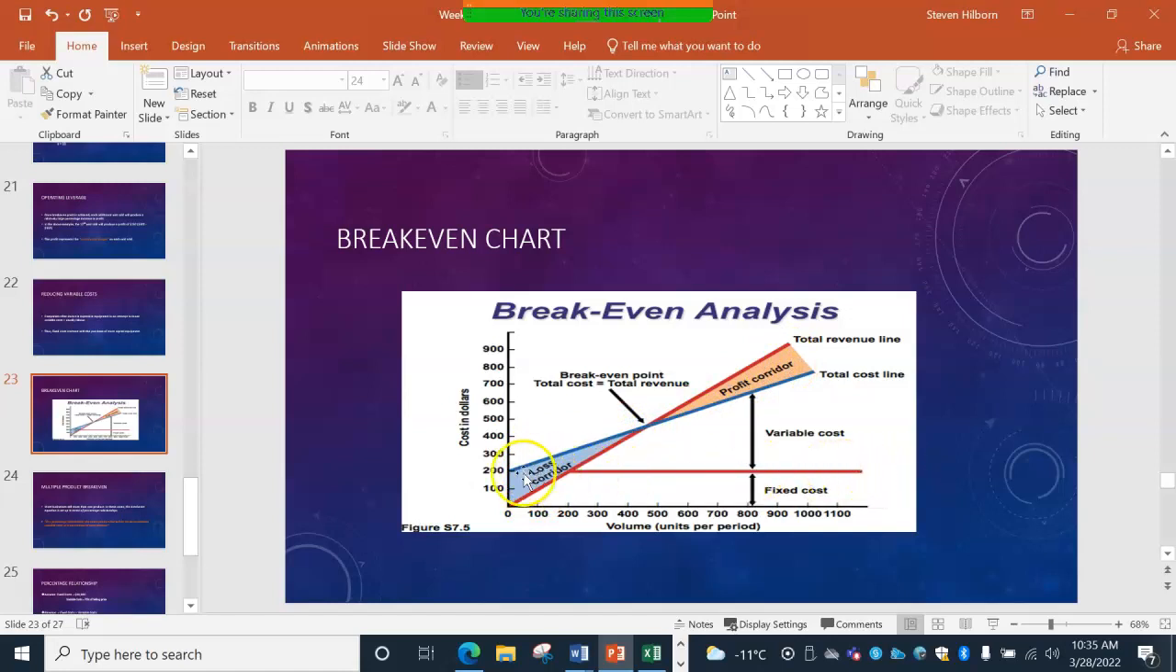This is the fixed cost line. So this is how much we're always going to have to pay. And then everything else is bonus. So it just gives you a different viewpoint of what it could look like going through.